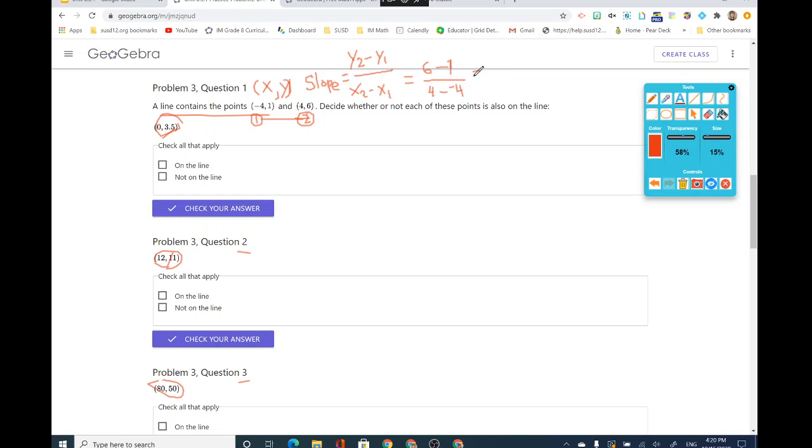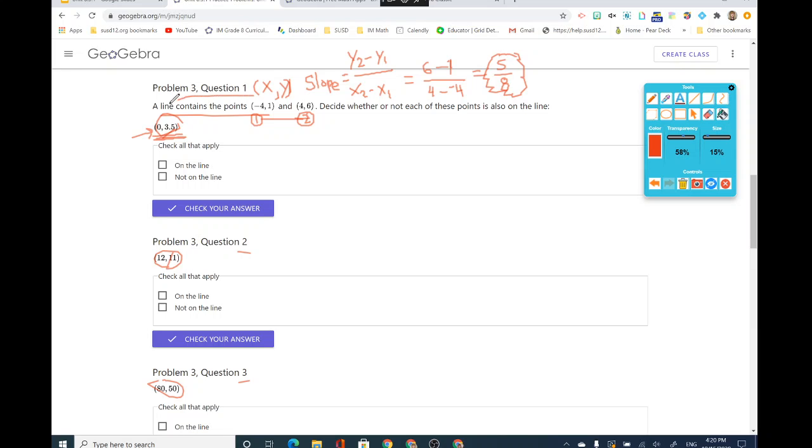So 6 minus 1, that equals 5. 4 minus a negative 4 equals 8. The slope of this line is 5/8, and that's really important. Now, if the slope of this line is 5/8, then any point on the line will have the same slope. So this point, if we calculate the slope with this point, question 1 asks us, is this point also on the line?